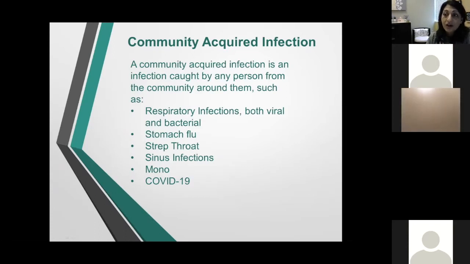Community-acquired infections, on the other hand: a community-acquired infection is an infection caught by any person from the community around them, such as a respiratory infection, that includes both viral and bacterial, stomach flu, strep throat, sinus infections, mono, and of course COVID-19.